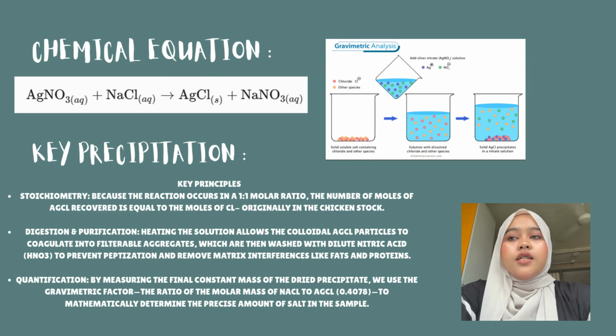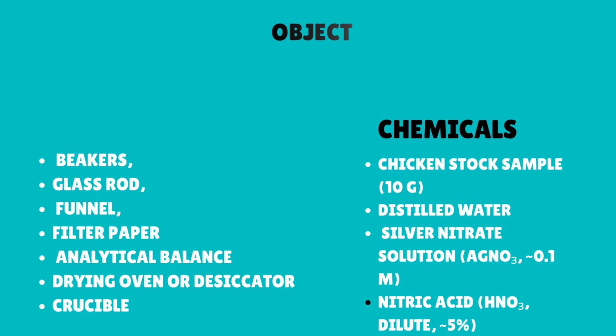Second, digestion and purification. Heating the solution allows the colloidal AgCl particles to coagulate into filterable aggregates, which are then washed with dilute nitric acid, HNO3, to prevent peptization and remove matrix interference like fats and proteins. Third, quantification. By measuring the final constant mass of the dried precipitate, we use the gravimetric factor, the ratio of the molar mass of NaCl to AgCl, which is 0.4078, to mathematically determine the precise amount of salt in the sample.